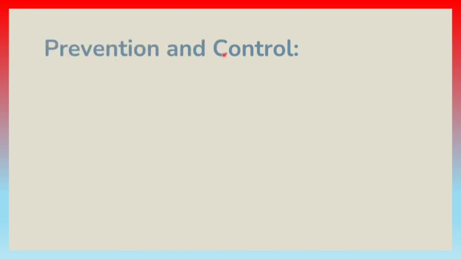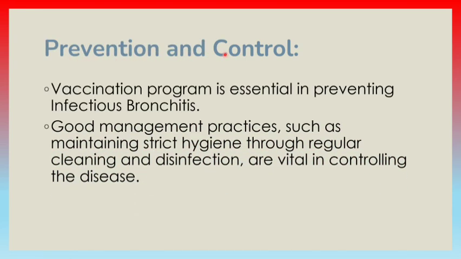Prevention and control of infectious bronchitis. So first of all, a vaccination program is essential in preventing infectious bronchitis. Good management practices such as maintaining strict hygiene through regular cleaning and disinfection are vital in controlling infectious bronchitis.